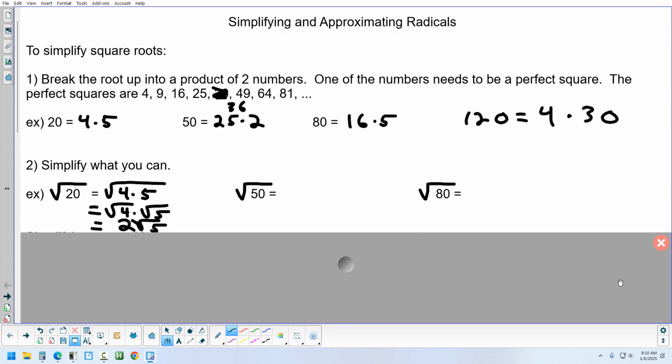All right. So let's try 50. Okay, how did we break up 50 before? Ben, what did we break that up into? 25 and 2. Yep, exactly. We break it up into a 25 and a 2. That's usually the hard part, figuring out how you're going to break it up. Now take the square root of each number separately. Square root of 25 times square root of 2. Which one of those is going to simplify in our head? Square root of 25 or square root of 2?